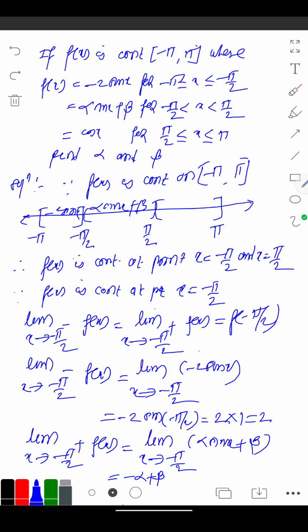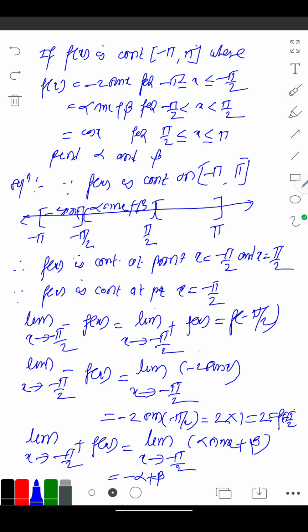Next we find f of minus pi by 2. For f of minus pi by 2, again the function is minus 2 sin x, because here x is less than or equal to minus pi by 2. So this is the value of f of minus pi by 2 again.